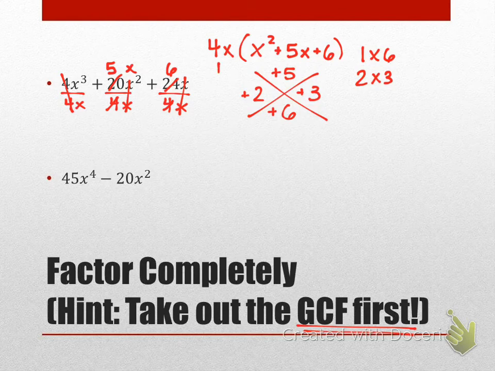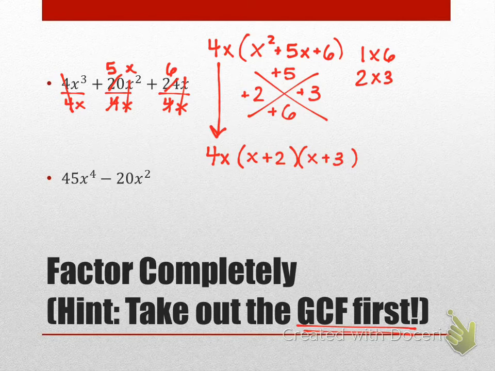We must drop down the GCF because the GCF has to be in the final answer. So I just write 4x, and then I'm going to write how I factored what I had left in parentheses. And it's going to be what? X plus 2 and x plus 3.